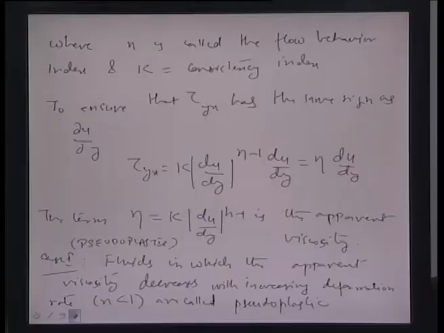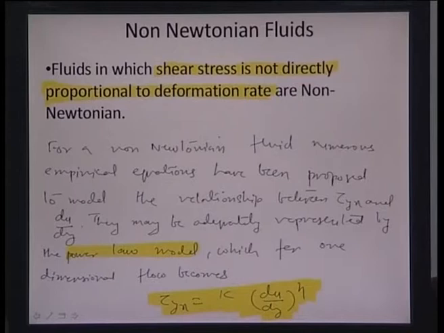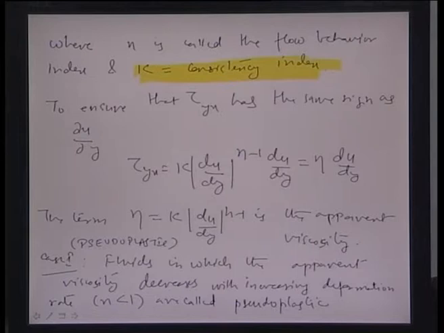Okay, so essentially what your k here in this particular equation is, also known as the consistency index. Okay, and you can remodify this equation slightly to make it tau yx equal to k times mod du by dy to the power n minus 1 times du by dy.